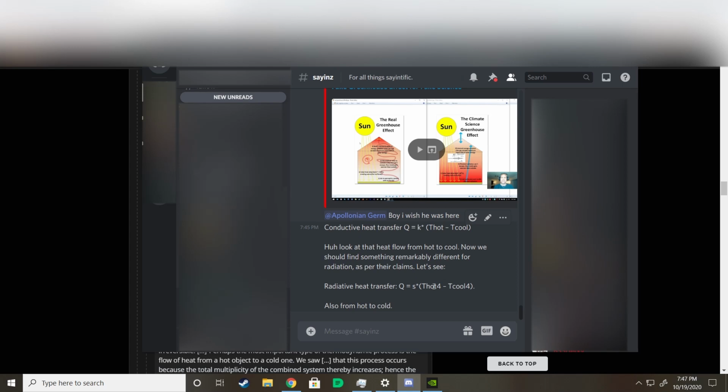That's not necessarily. Yes, here they are, right here. Here's conductive heat transfer, and here's radiative heat transfer. Okay, conductive, that's fine. The objects are in contact. Yes, and here's radiative heat transfer.